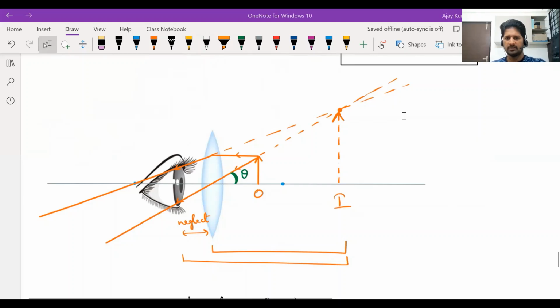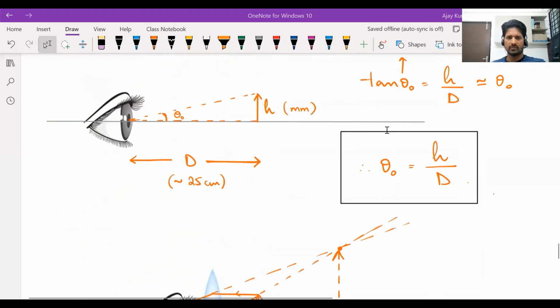Pradhin is asking, is a similar concept used for parallax in determining the size of planets? No, this is not parallax actually. Okay, that we will discuss separately. Fine. Rishi, is this clear?